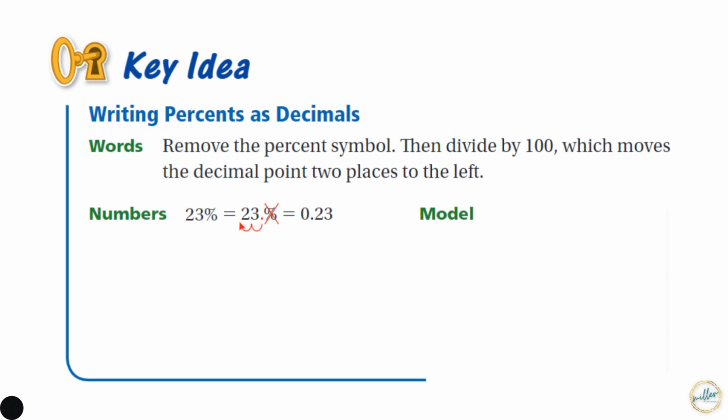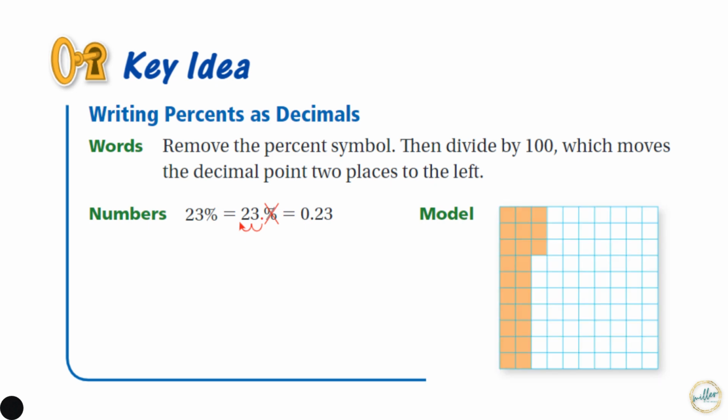In numbers, you can see an example. 23% is equal to, now get rid of the percent sign, move the decimal 2 places to the left, equals 0.23, or 23 hundredths. And as a model, you can see this grid with 100 squares in it, and 23 of them are shaded. All of those are equal to 23%.